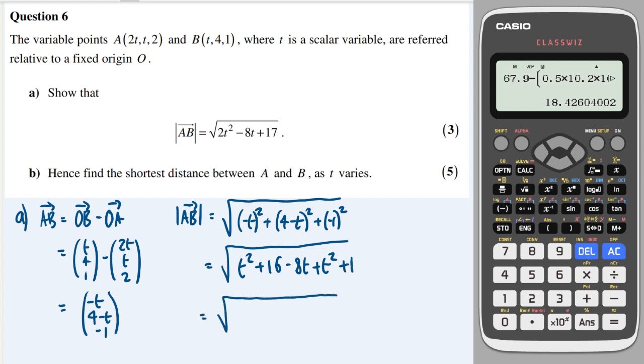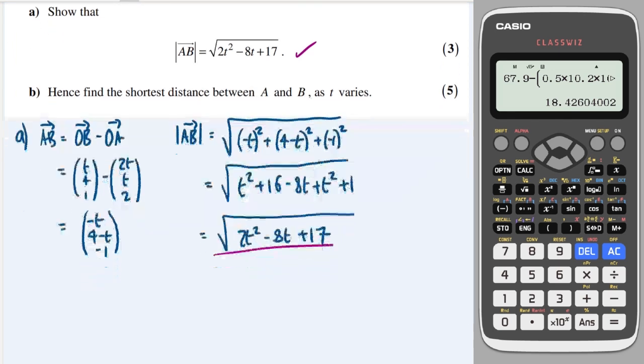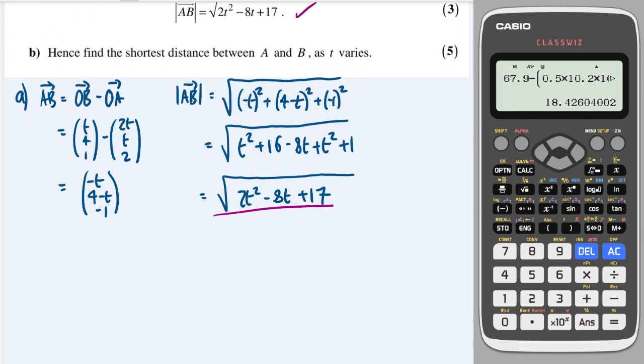Let us simplify this to get 2t squared minus 8t plus 17, and that is as required. Beautiful. Hence find the shortest distance between A and B as t varies. Okay, so we want to minimise this, don't we? So we want to minimise this. So what we'll do is we will complete the square.